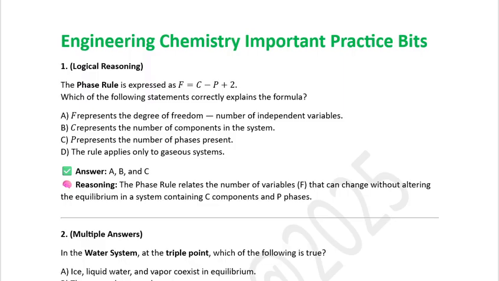Option A: F represents the degree of freedom, the number of independent variables. Option B: C represents the number of components in the system. Option C: P represents the number of phases present. Option D: The rule applies only to gaseous systems. The correct answer is A, B, and C. The reason: the phase rule relates to the number of variables that can change without altering the equilibrium in a system containing C components and P phases.